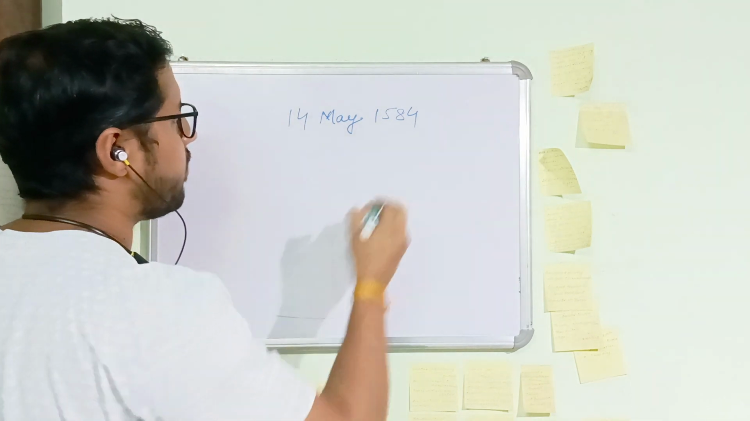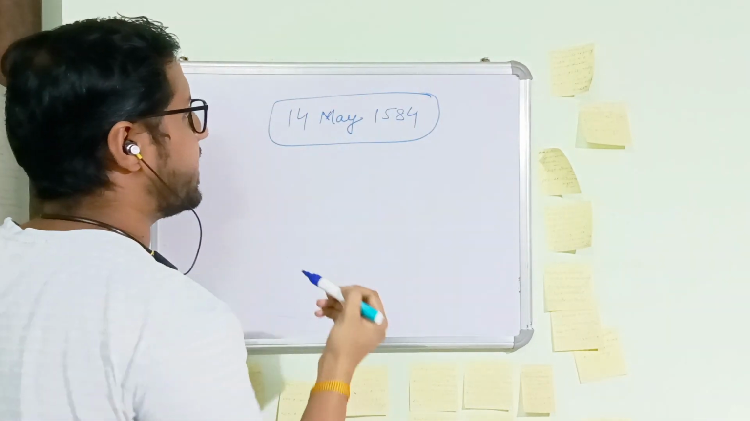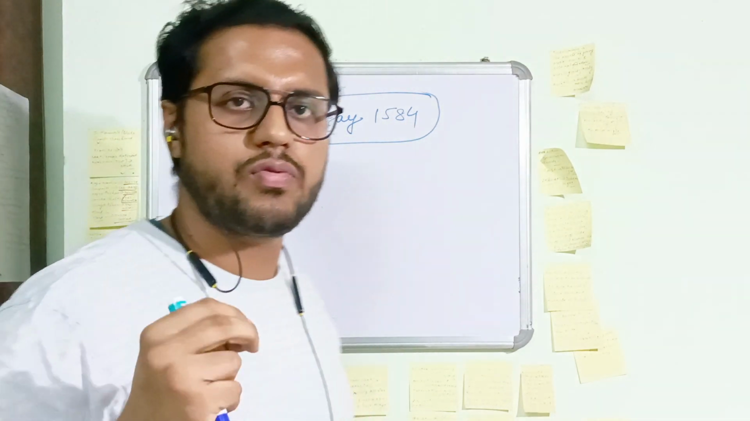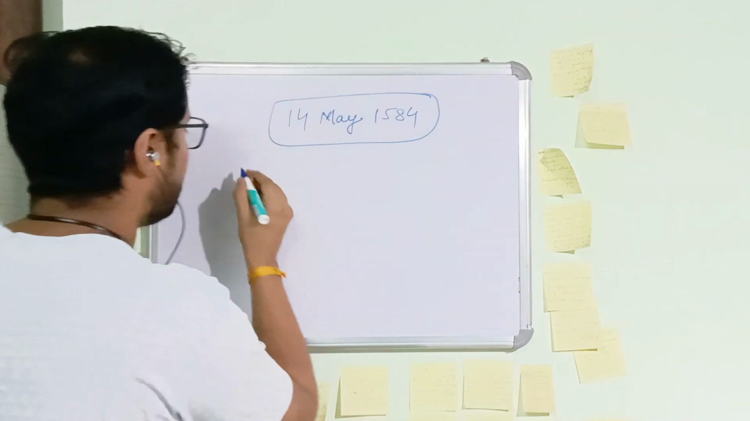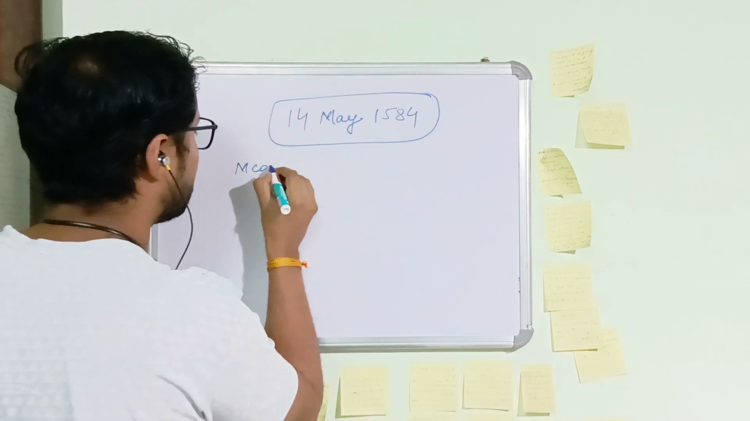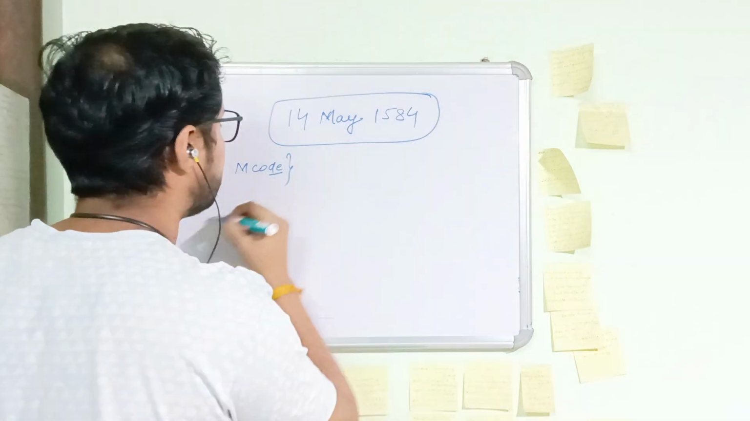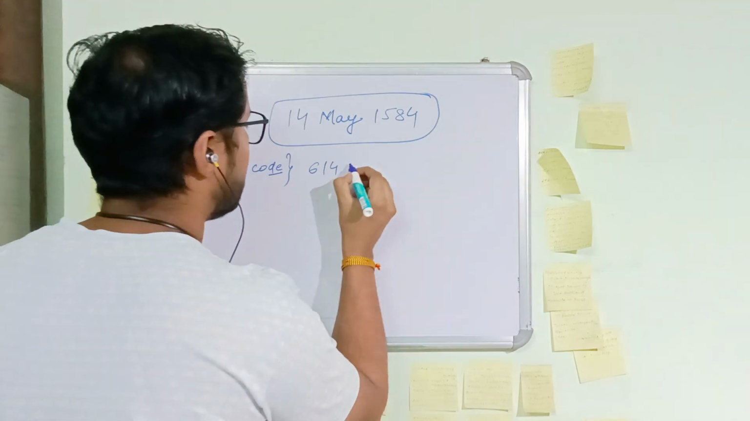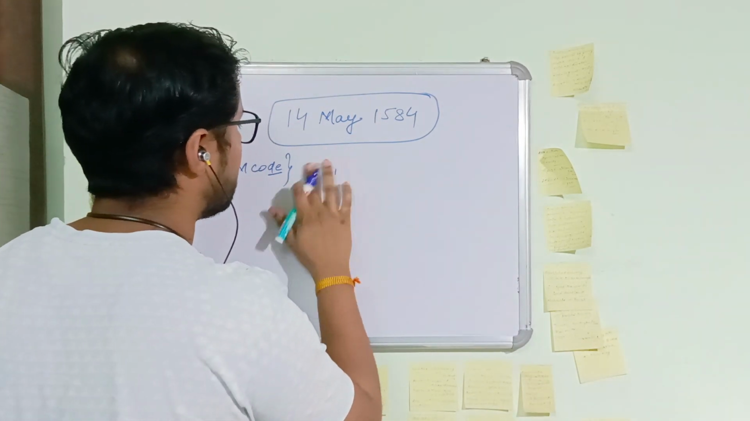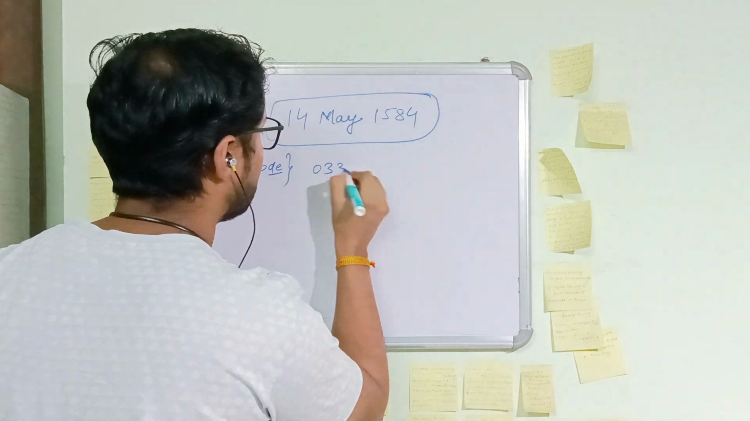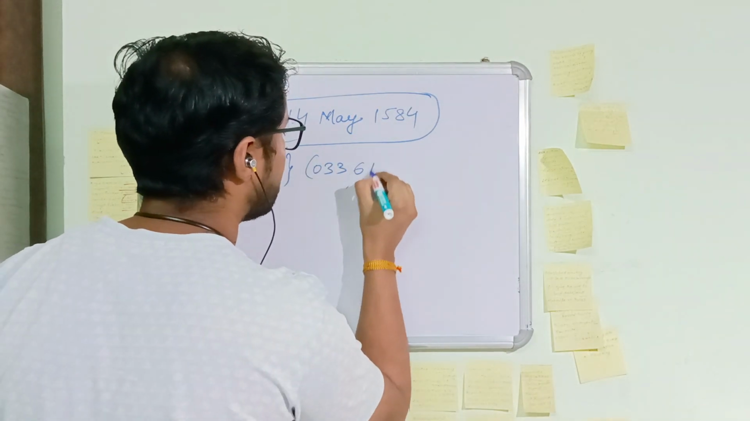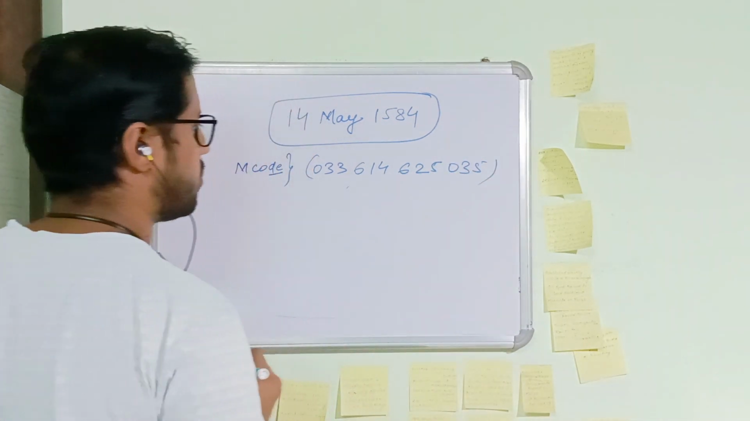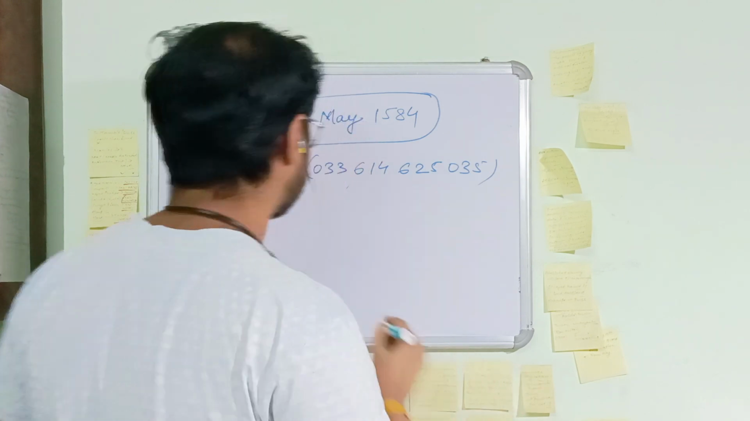1584, and you have to find the proper day on 14 May 1584, how can you find it? There is a formula. For the month there is a code, the month code, which I can say is 6 1 4, 0 3 3, 6 1 4, 6 2 5, 0 3 5. This is the month code.